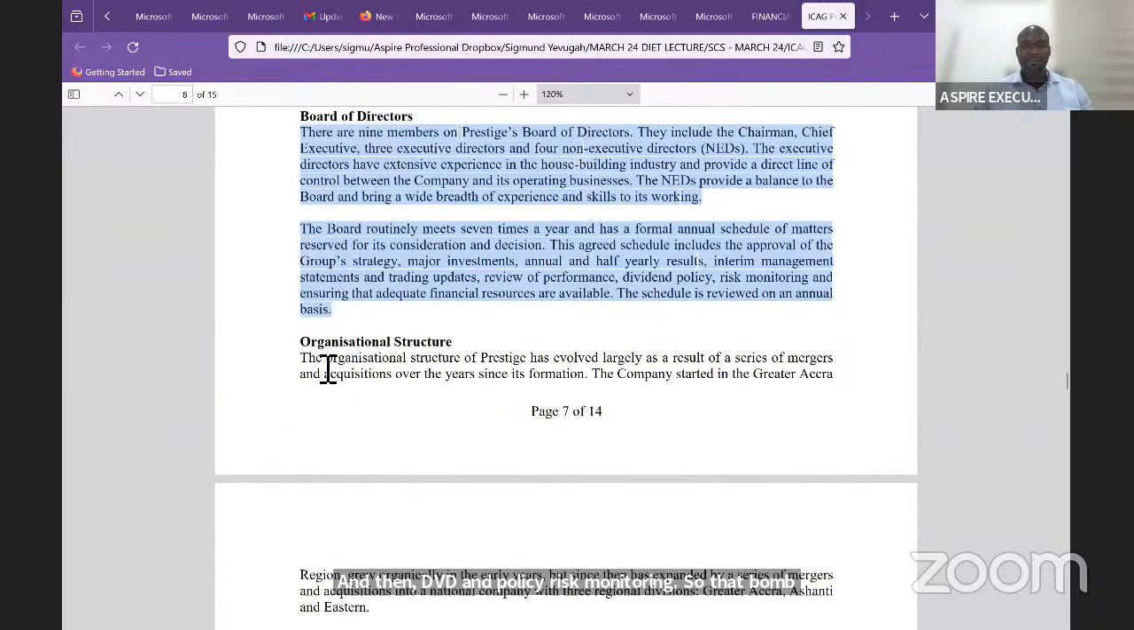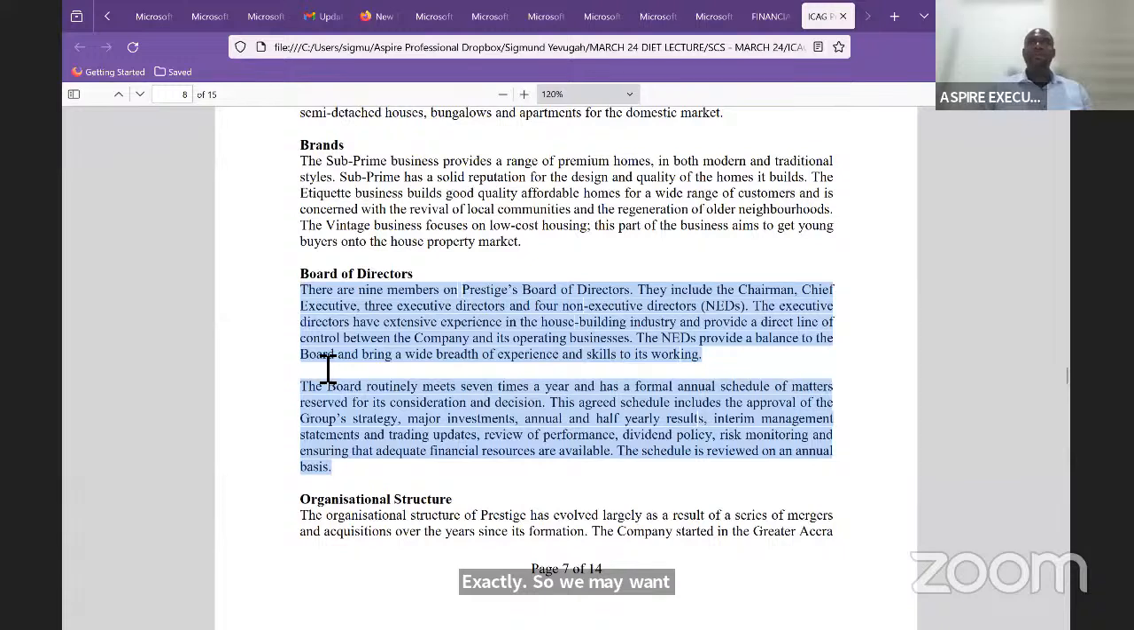Exactly. So we may want to conjecture, look at some other issues that may not be there. We haven't been told about committees, an audit committee that has never been tested before. You can look at so many issues in the governance materials that can be tested. So it gives us a lot of work to be done. Because once the information in the governance doesn't tell you a direct problem, it gives you an open ticket to now scavenge for as much information as possible.